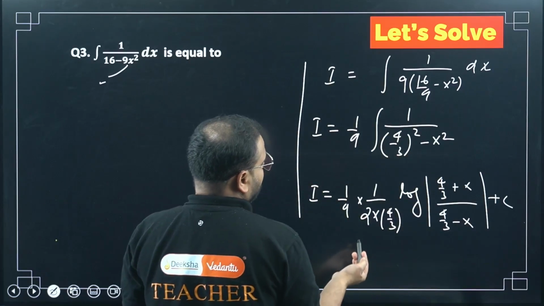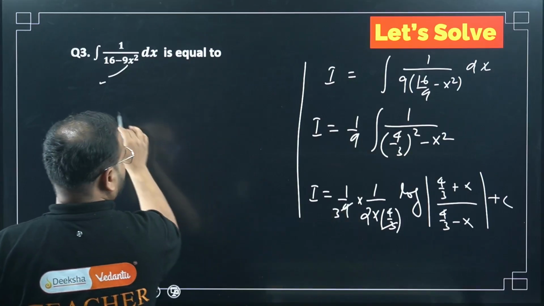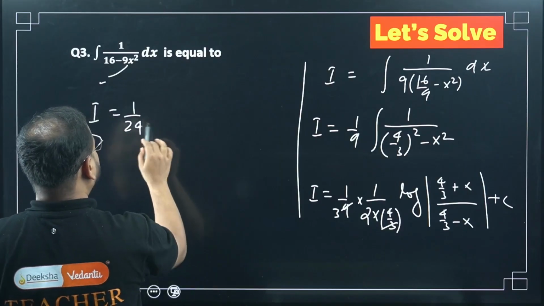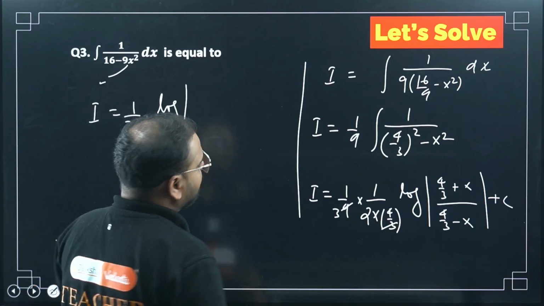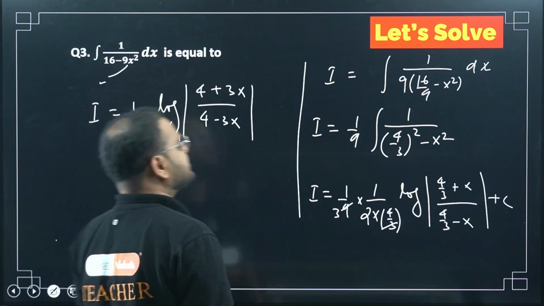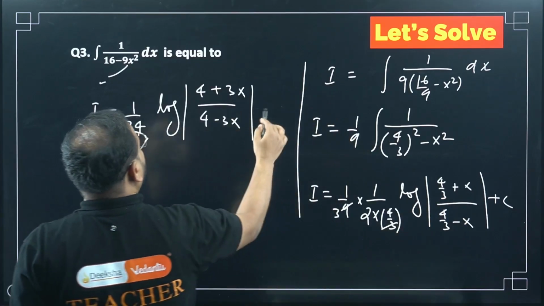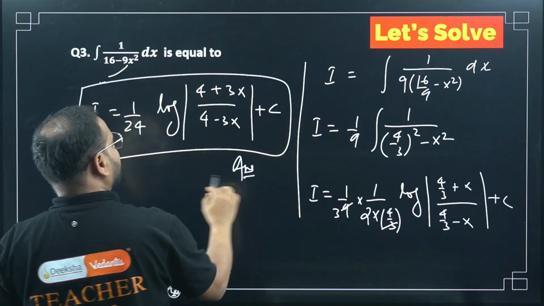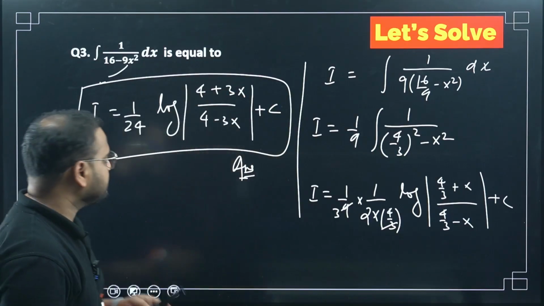Okay, please check. I get it as 3 threes are 9, 3 twos are 6, times 4 is 24. My answer for I is 1 by 24 log of, I'm going to write directly, 4 plus 3x upon 4 minus 3x. Why, sir? Because if you take LCM, the 3 and 3 will cancel; both the denominators will cancel each other. So this is my final answer. So see, not all the questions will be difficult. Very simple problem. Okay, hope this is visible.